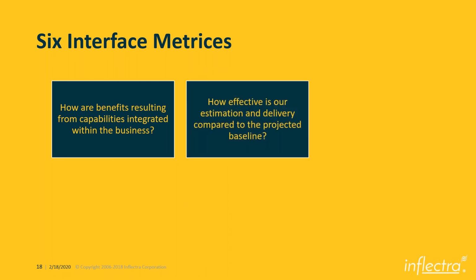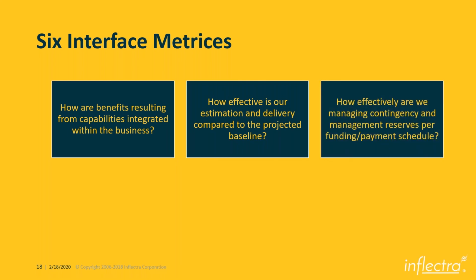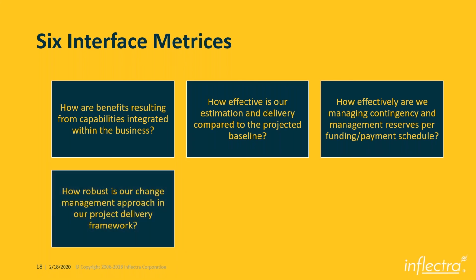And how effective is our quality of estimation? When you are in your agile ceremony or in your waterfall approaches, you are estimating something. How good is your estimate, and what are some of the considerations that you factor in for the estimate, and how is that mapped against the delivery of the pipeline that you had actually talked about? So those things are things that we can work out. And how effectively are we managing the contingency and the management reserves for funding and payment schedule? How are we mapping all those things? So it's basically integrating the cost domain and the risk domain and seeing how we are actually managing all these things correctly. And how robust is our change management approach in a project delivery framework?